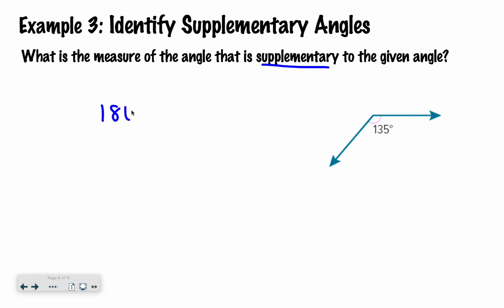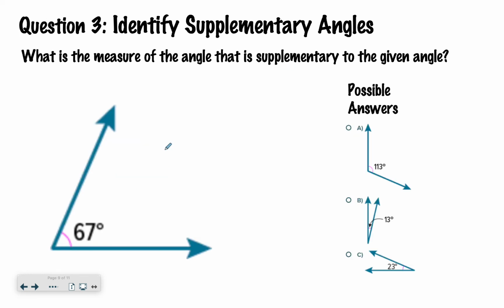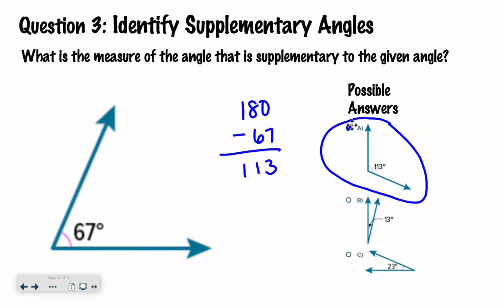So I say 180 minus 135 will tell me what our supplementary angle is. In this case, that would be 45 degrees. So that's my angle that is supplementary. Why don't you go ahead and find the measure of the angle that is supplementary to a 67-degree angle. Good luck. For this problem, hopefully you said 180 minus 67 is 113, which is option A. If you have questions about that at all, please don't hesitate to ask for some help. I'm happy to help you.